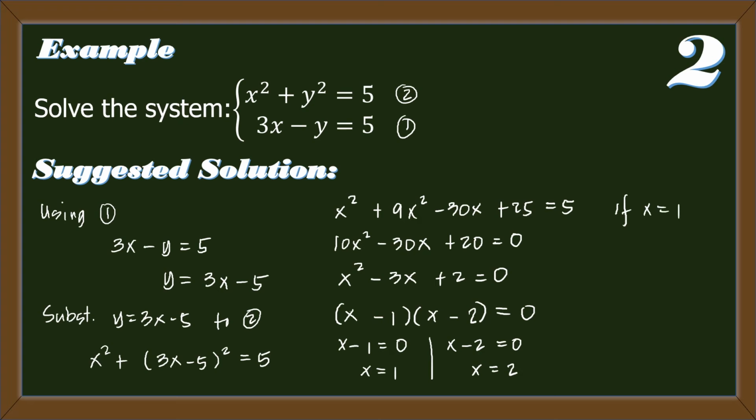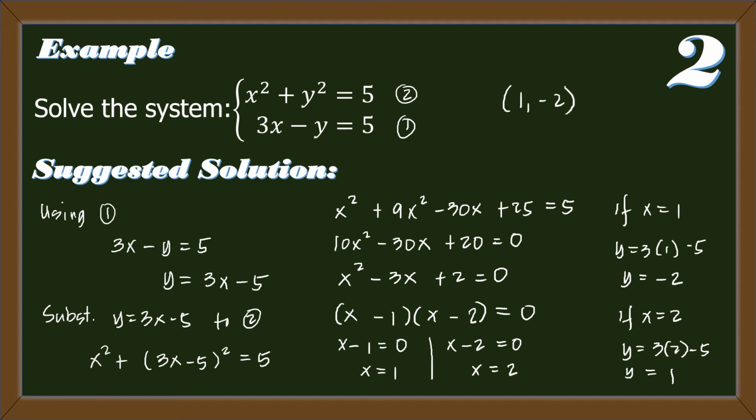If x is equal to 1, then we have y is equal to 3 times 1 minus 5. Hence, y is equal to negative 2. And if x is equal to 2, then we have y is equal to 3 times 2 minus 5. Then we have y is equal to 1. When x is equal to 1, we have the ordered pair 1, negative 2. And when x is equal to 2, we have the ordered pair 2, 1.